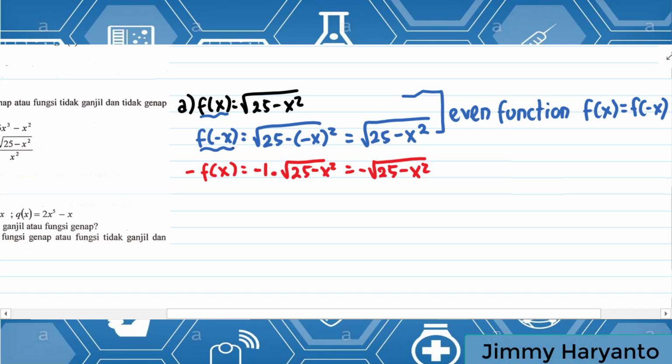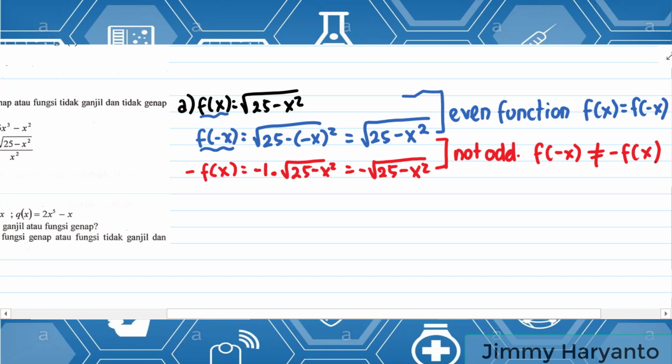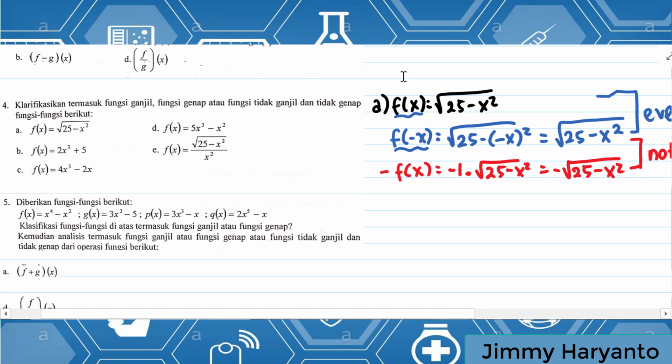That means it is an even function. This one is not the same. The first one and the third one are not the same. If it is not the same, then we can tell that the function is not odd, because f(-x) is not the same as negative f(x). If it is the same, it is odd; if not the same, it is not odd. This is for A. Next, B.